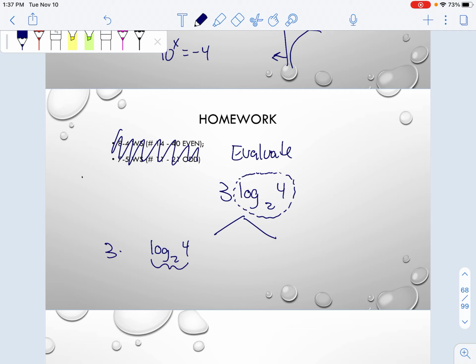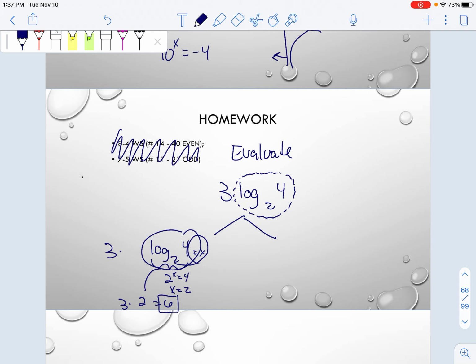So this right here, I don't know. So 2 to the what is 4? 2 to the what power is 4, so x equals 2. So your unknown is 2. So all of this turns into a 2. And then you have 3 times 2, which equals 6.